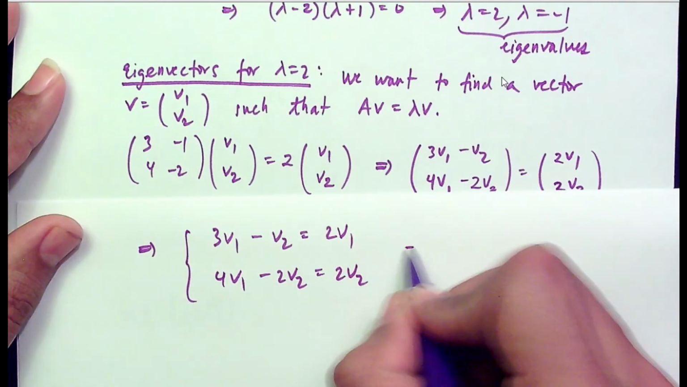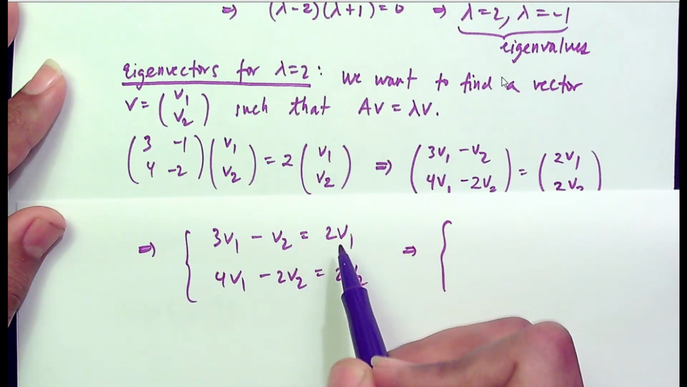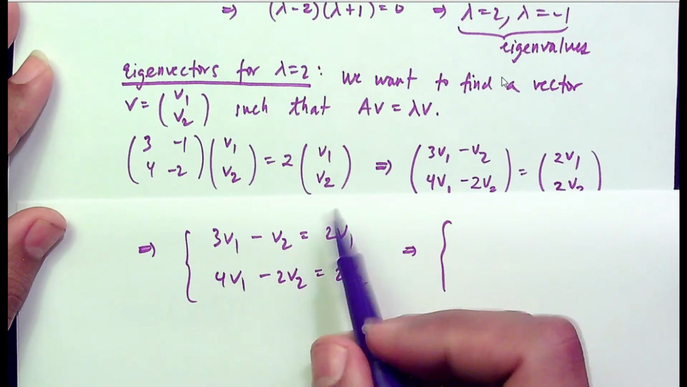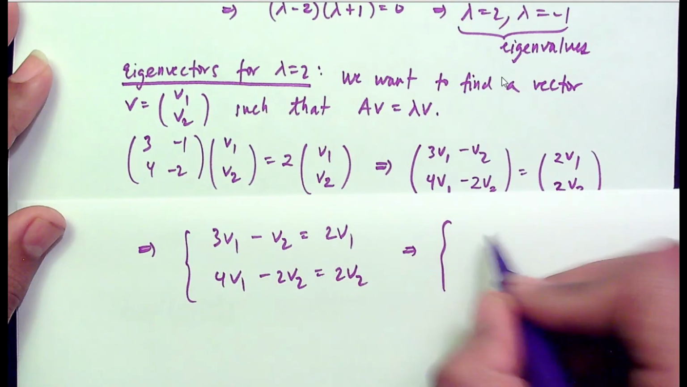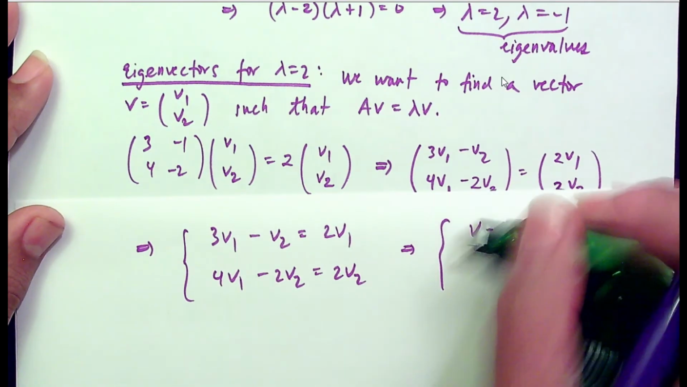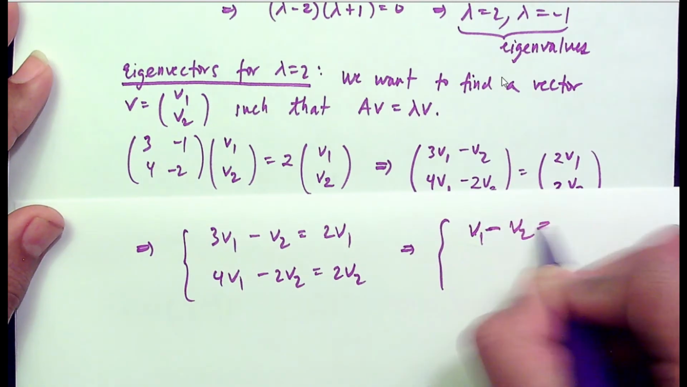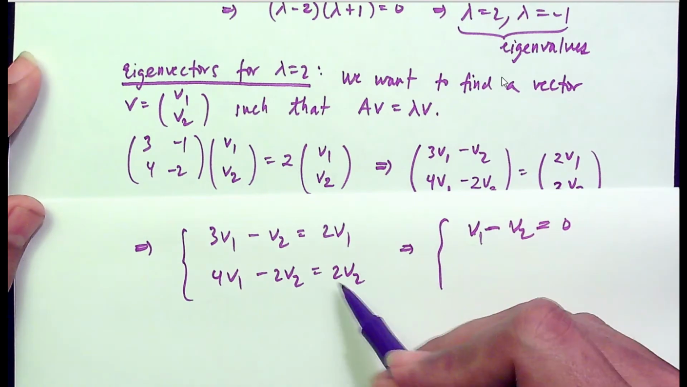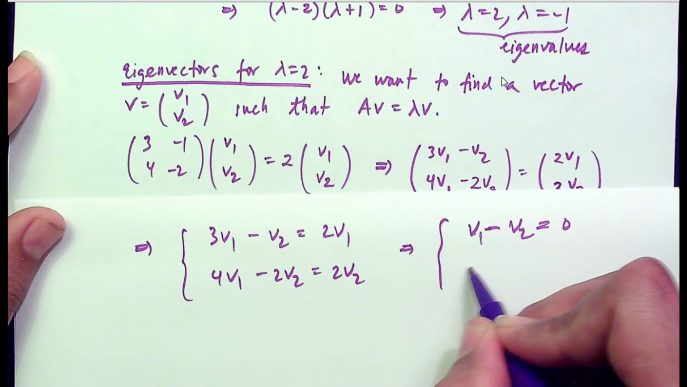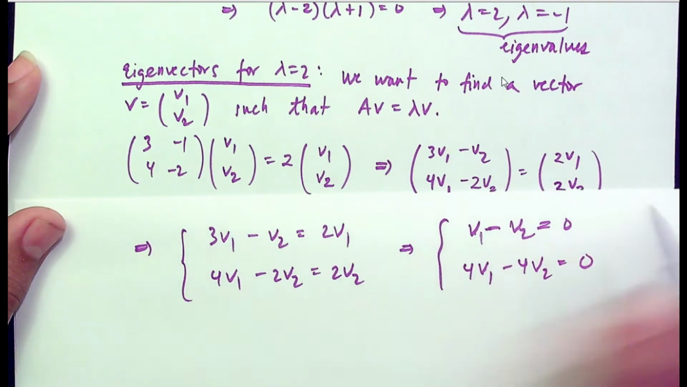You should simplify this. You can move these two v1 to the left-hand side and combine it with that 3. So moving the 2v1 here, you're going to get v1 minus v2 equals 0. And similarly, doing that here, you move that on the bottom, you're going to get minus 4, so 4v1 minus 4v2 equals 0.